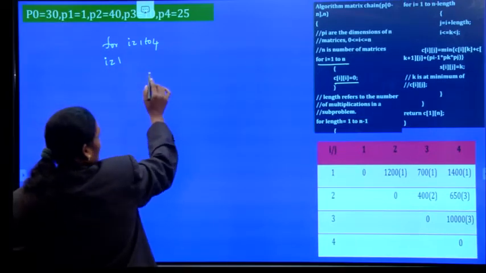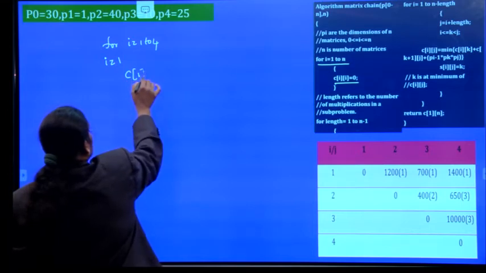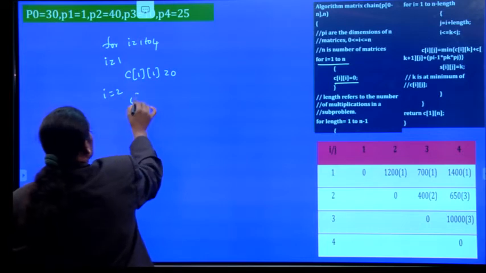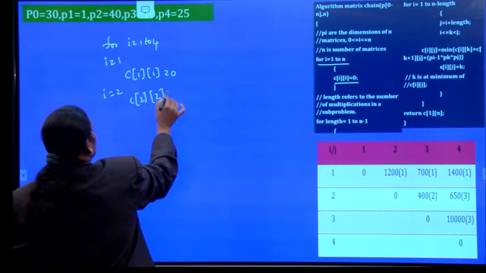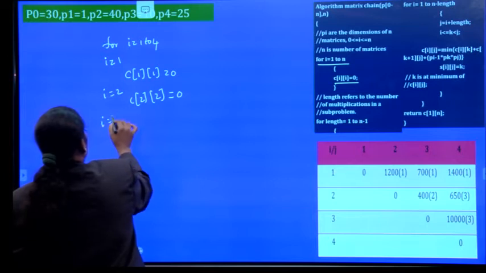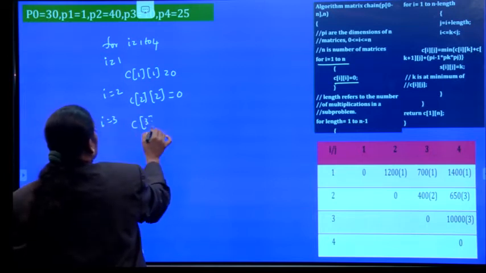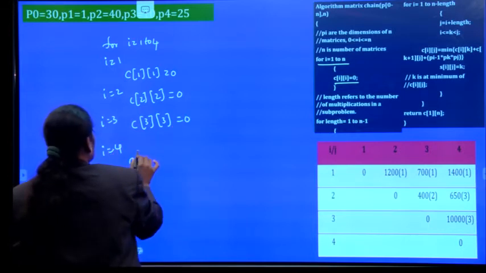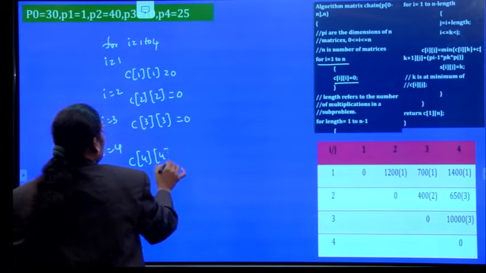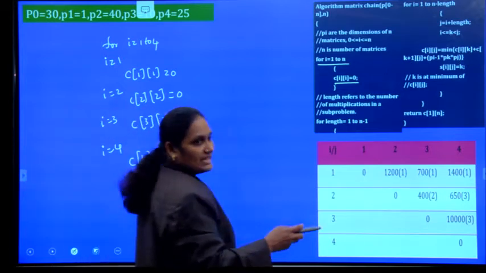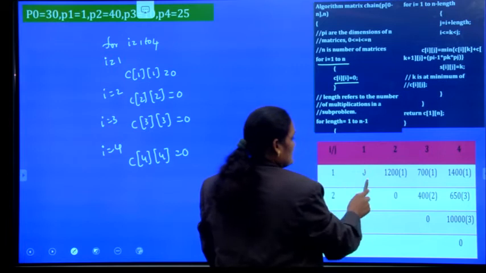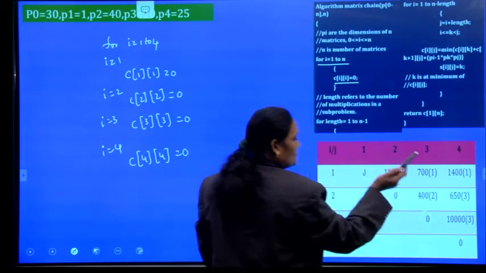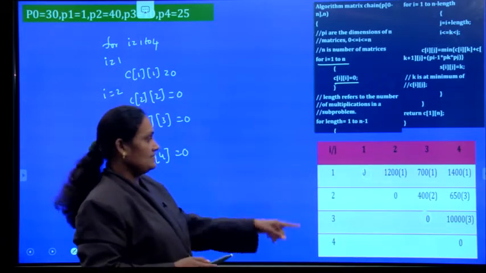If i is equal to 1, C11 is equal to 0. If i is equal to 2, C22 is equal to 0. If i is equal to 3, C33 is equal to 0. If i is equal to 4, C44 is equal to 0. Now the same values I represented here: C11 0, C22 0, C33 0, C44 0, in the table.